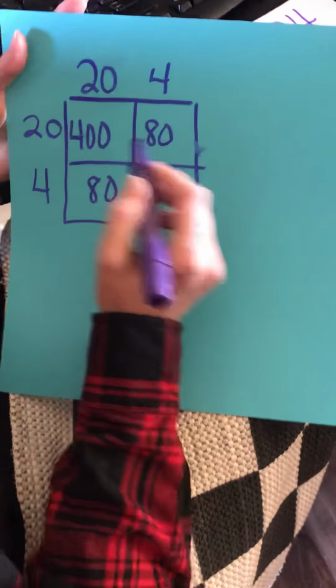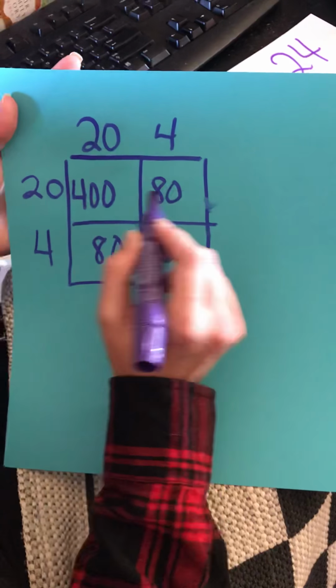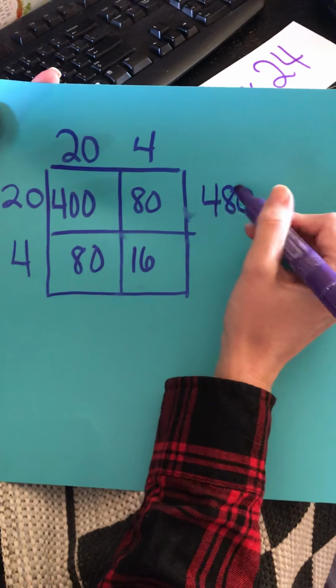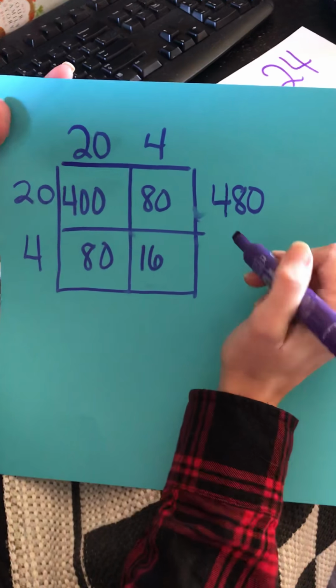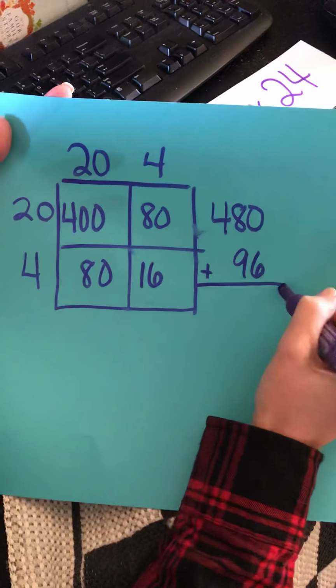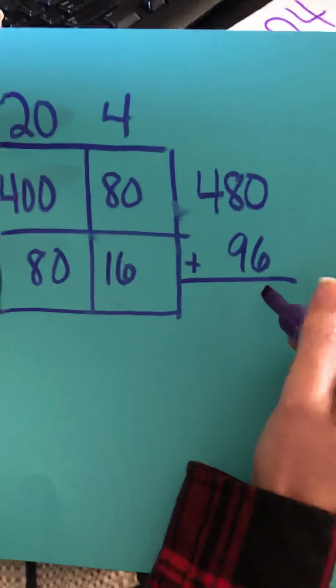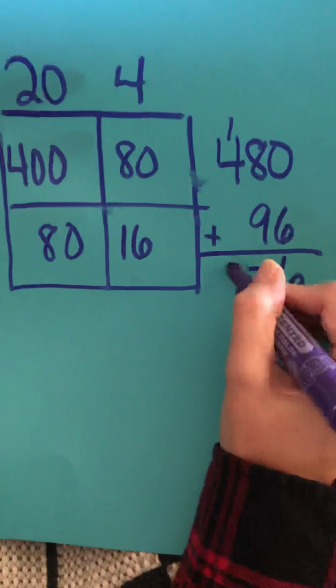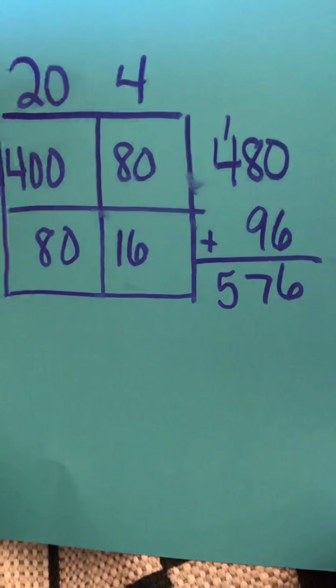So then I'm going to add all of these together, and I'm going to add them together in groups. So 400 plus 80 gives me 480. And then 80 plus 16 gives me 96. So I add these two together. These are our partial products. And then I end up with 576.